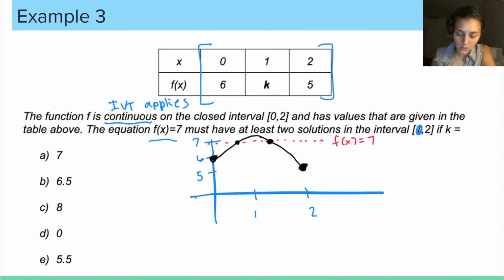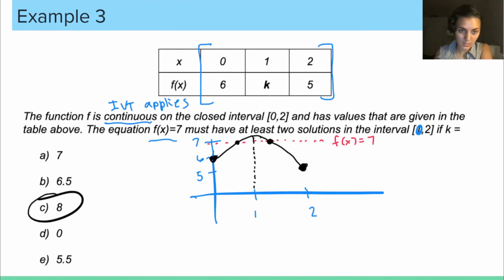And now I need to estimate what my value of k is. So k is the y value at 1. So my only option here is 8. It's the only one that works. Choosing the answer 7 might be tempting to some people, but if you look at it, if it only touches the curve at 7, that only guarantees 1 solution. And we wanted at least 2 solutions, so I know it has to go through. So the value at 1 has to be above 7 to guarantee at least 2 solutions.